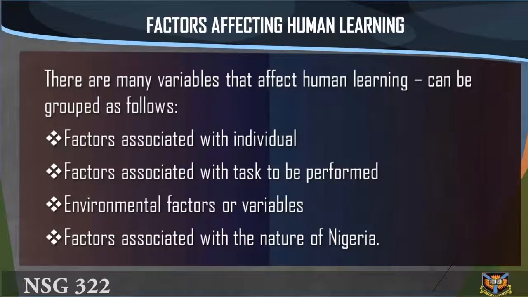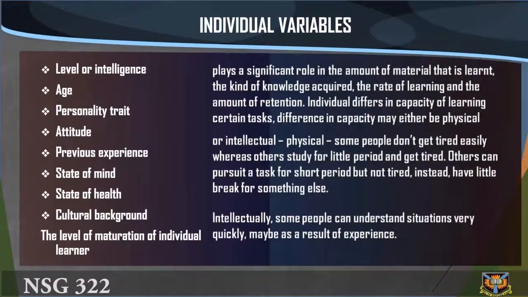Factors affecting human learning. There are many variables that affect human learning and can be grouped as follows. Factors associated with the individual. Factors associated with the tasks to be performed. Environmental factors or variables. Factors associated with the nature of nursing. Individual variables: level of intelligence, age, personality traits, attitude, previous experience, state of mind, state of health, cultural background.